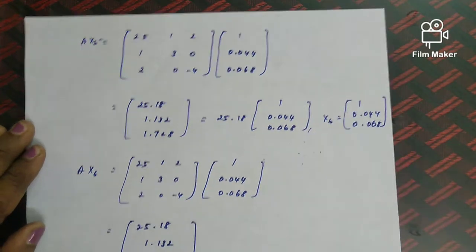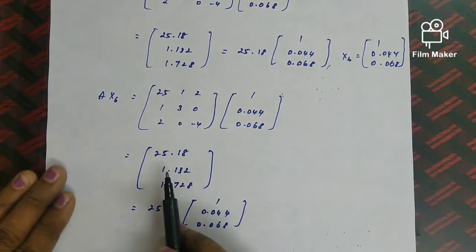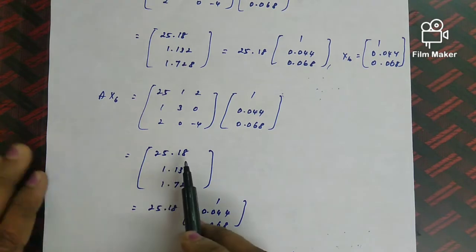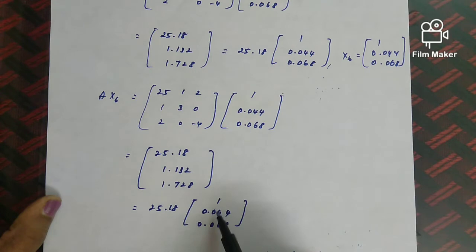Using this x6 we can form Ax6. Multiplying these two we can get 25.18. So in this one 25.18 is the largest value, we can take it outside. We are getting the answer like this. Why have we stopped at Ax6?